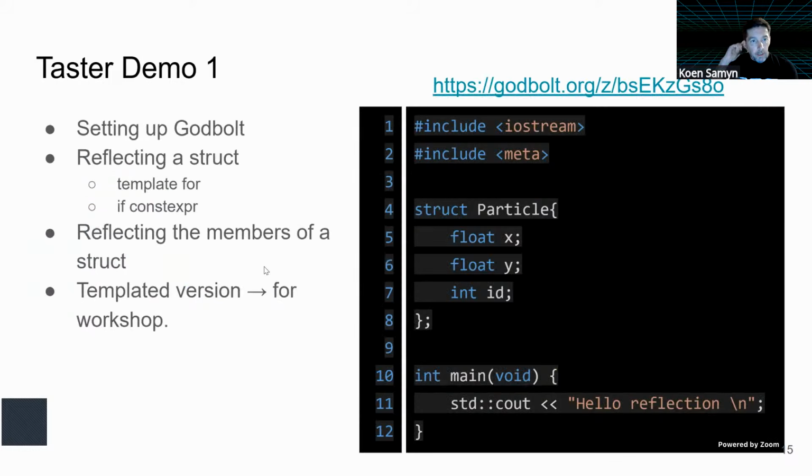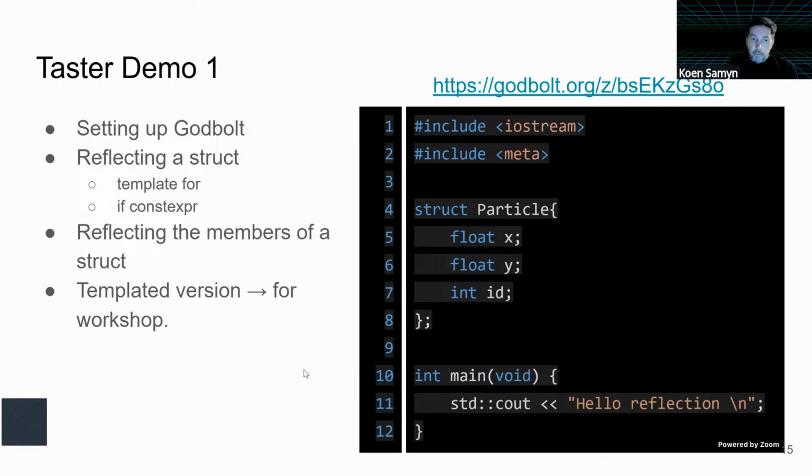Okay, let's go to the live demo. A bit stressful, of course. So what we're going to do is we have a struct particle. We have a float x and y, very common. We also have an ID. There might also be an enum in there with the state of the particle. And we just have a main function.